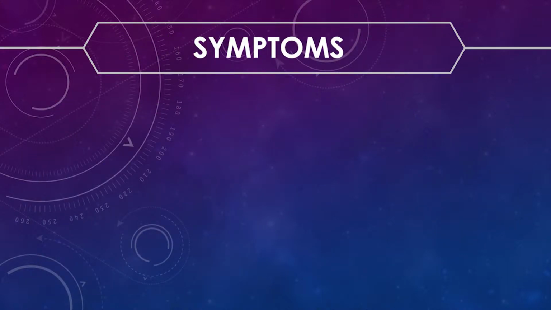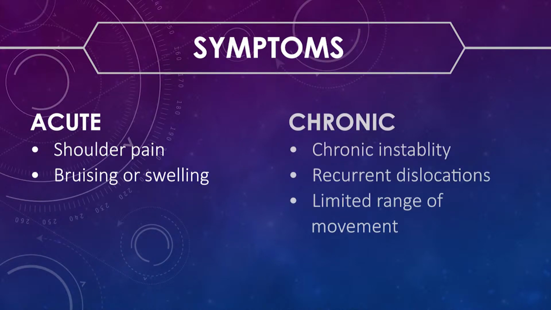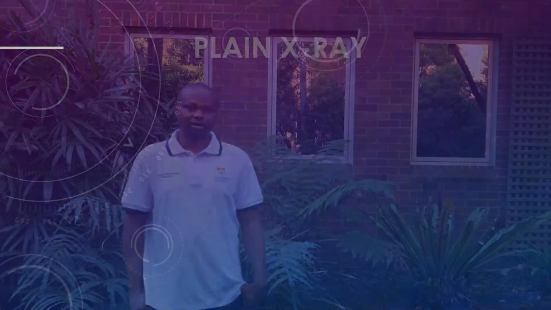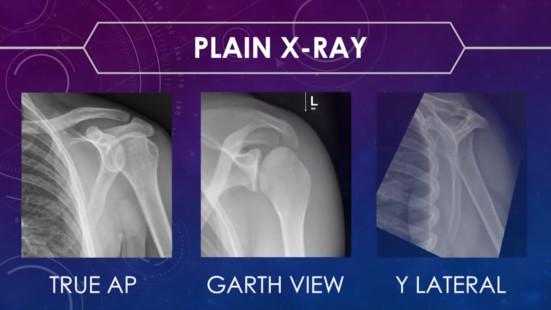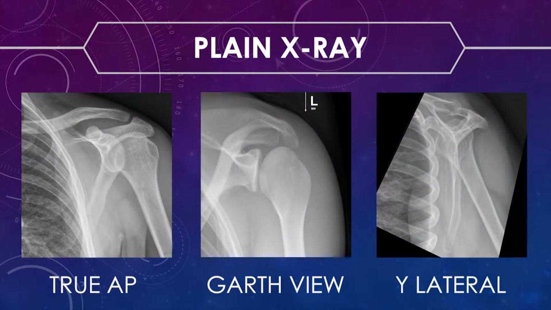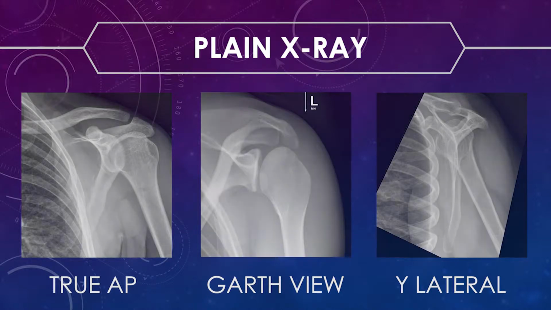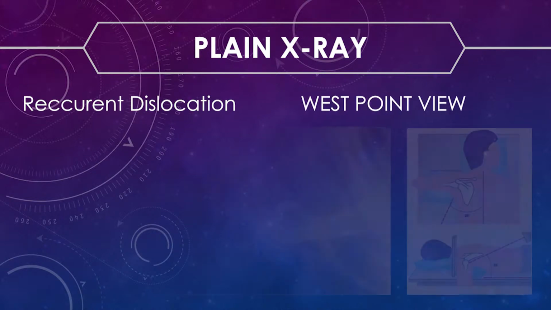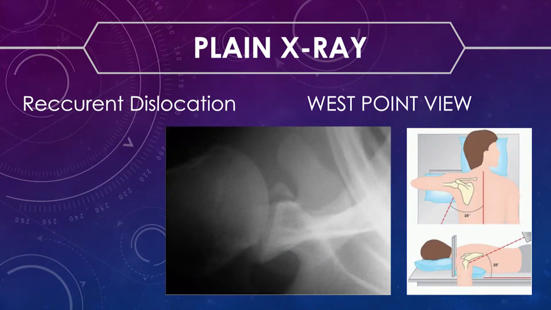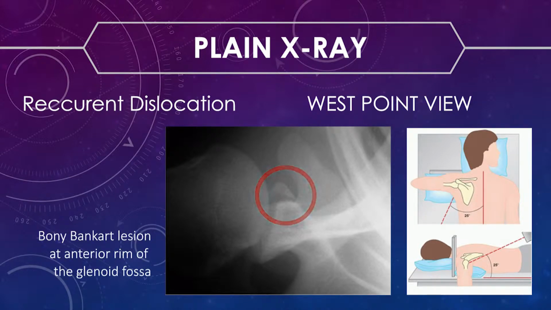Symptoms of Bankart lesions include shoulder pain, bruising or swelling, while chronic instability, recurrent dislocations, and limited range of movement are long-term symptoms. Plain X-ray is usually the first line of imaging for shoulder injuries. For initial assessment, AP neutral position, the Grashey view, and the scapular lateral view are appropriate to evaluate the glenohumeral joint for dislocation and possible fractures. For cases of recurrent shoulder dislocations, a West Point shoulder view should be done in addition to the standard shoulder protocol. The West Point view is a modification of the axillary view that improves detection of a Bankart lesion.